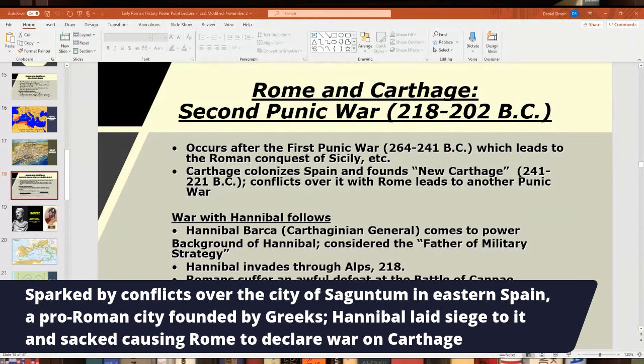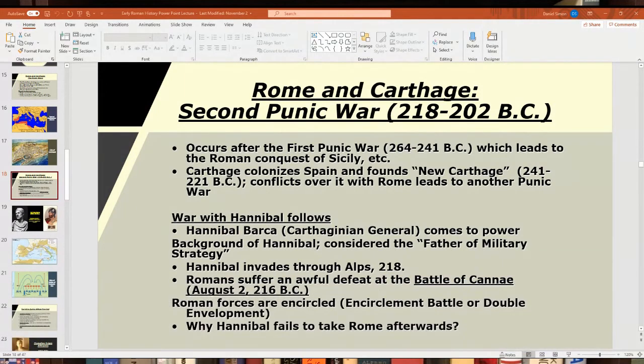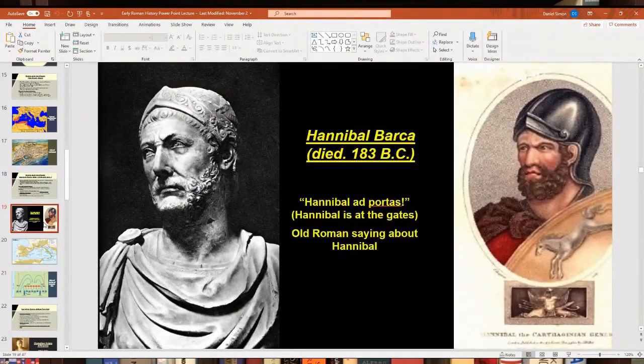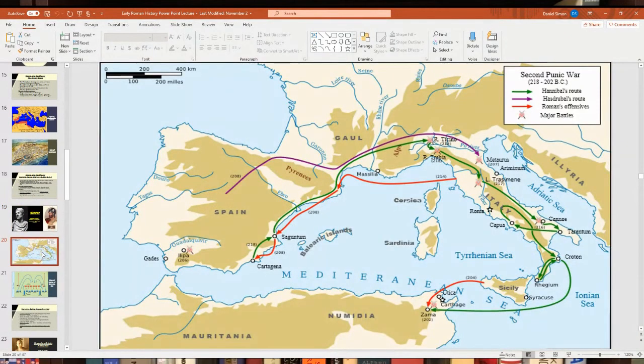And so he decided to lay siege to it to try to force them to adhere to him in power of that region. They wouldn't submit to him, and so he sacked their city. And so it caused the Second Punic War to break out at that point. And so Rome basically declares war on Hannibal. And then the two sides go to war. The Romans don't know how bloody this war is going to be, but it's going to be pretty bloody. You can see Saguntum's right here.